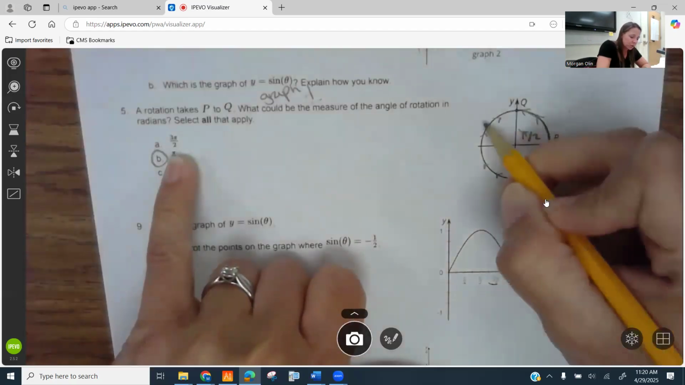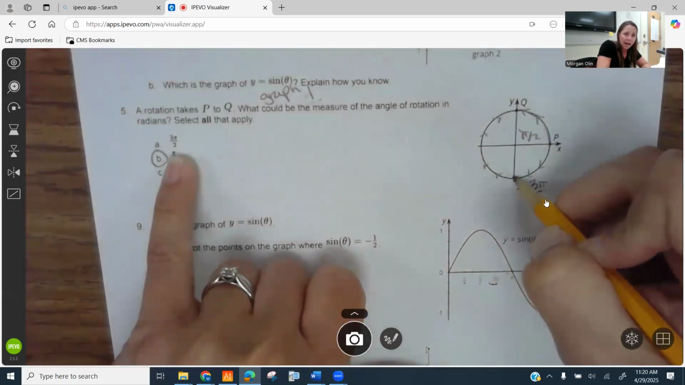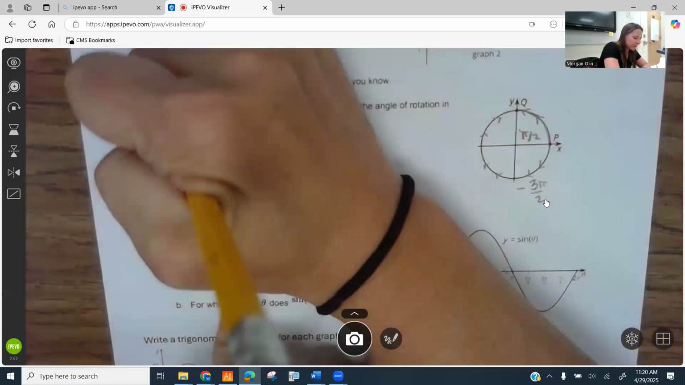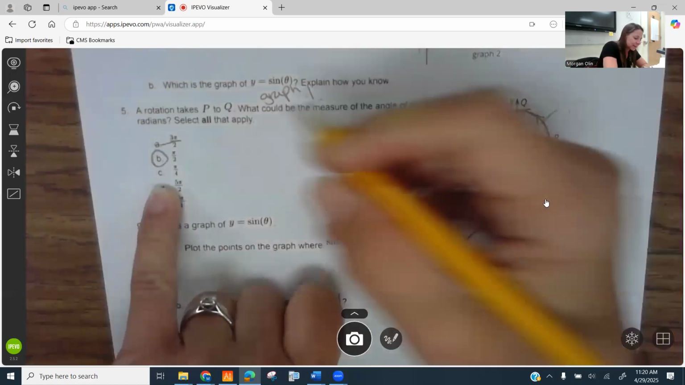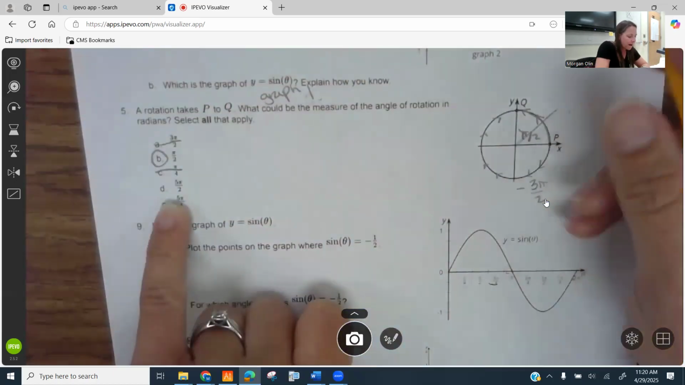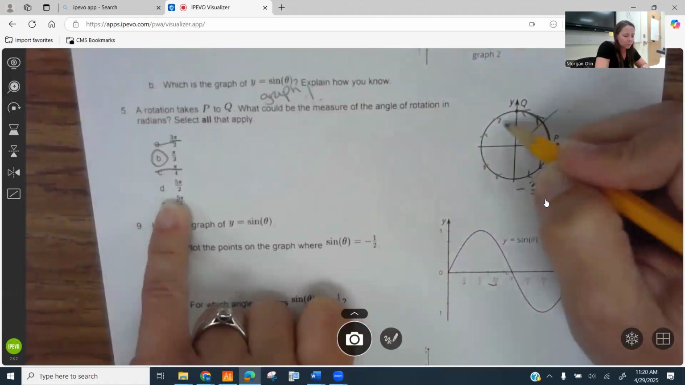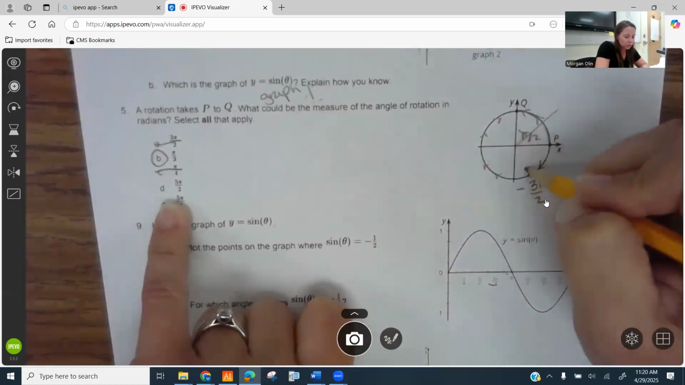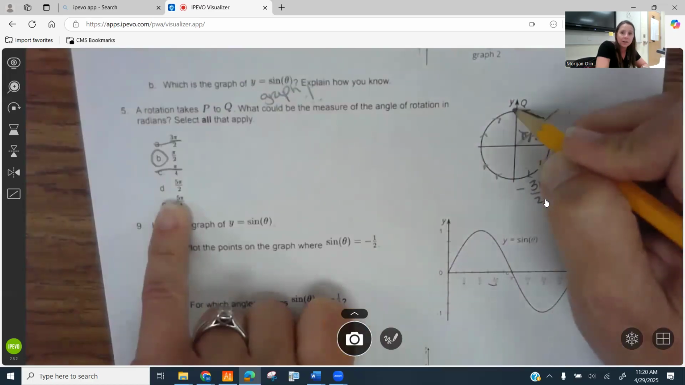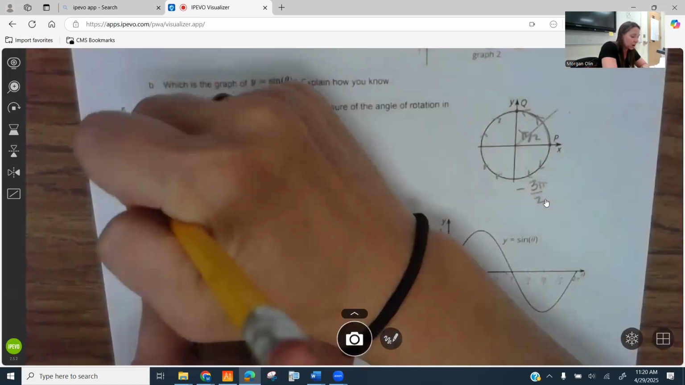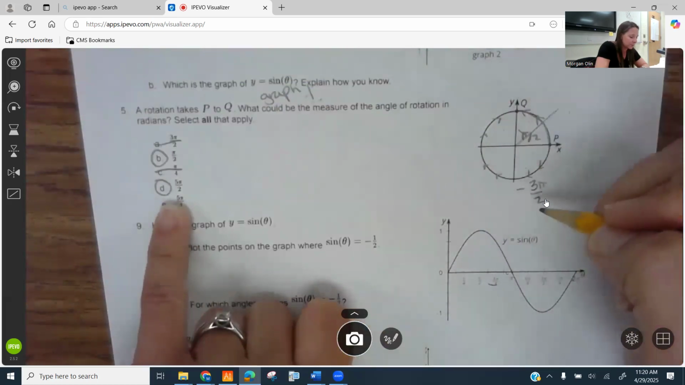Now we can go see if we can eliminate some of these. Like 3 pi over 2 would land us right here on this axis, so it's not that. Pi over 4 is right here in the middle in the first quadrant, so that's not quite enough. 5 pi over 2. Now these are already broken down into halves. So if I go 1, 2, 3, 4, 5, do you see how that lands right at Q? It's just I went around and then some.